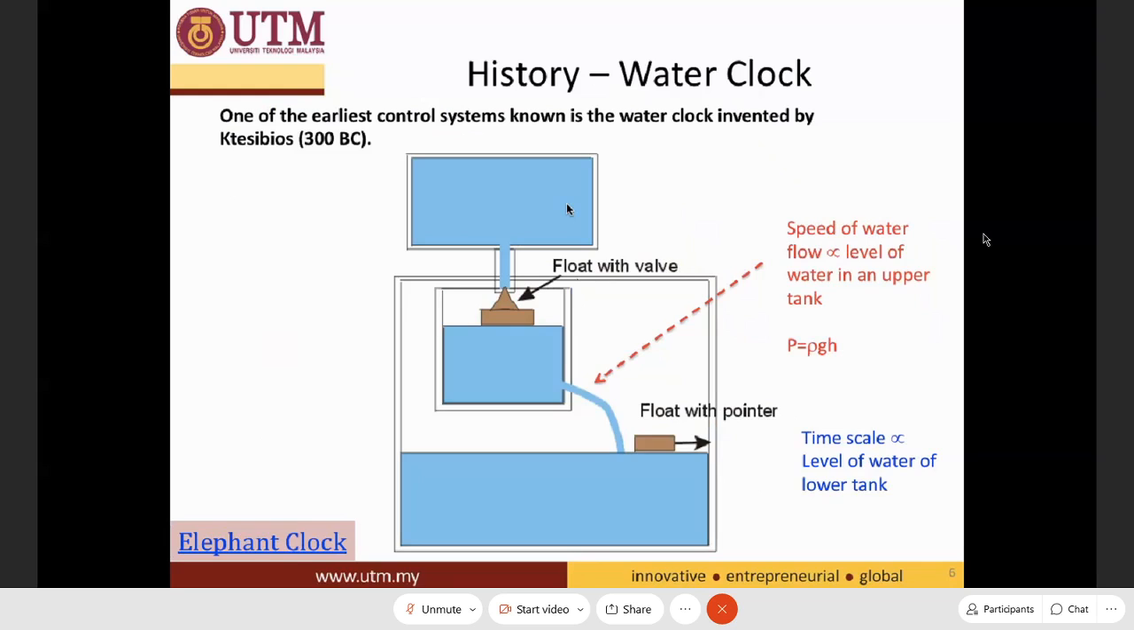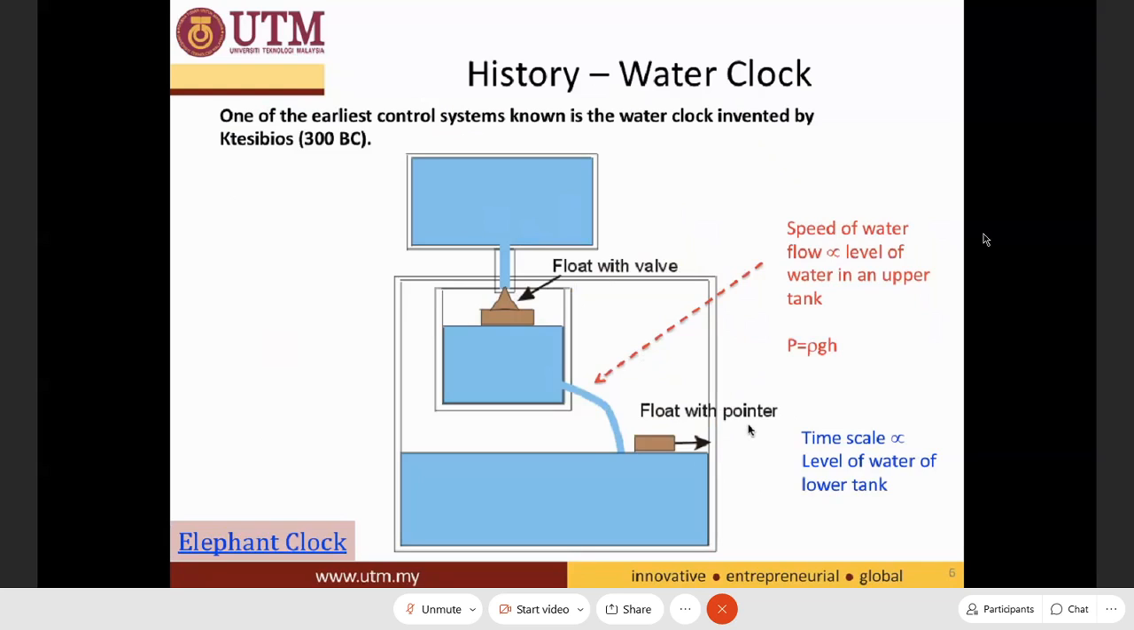This is the first design, the water clock. They use gravity and so on to create the scale for the clock. This is something like a water clock, without using any electrical system, just mechanical parts, a mechanical system. Using gravity, we create the mechanism for how to get the output.